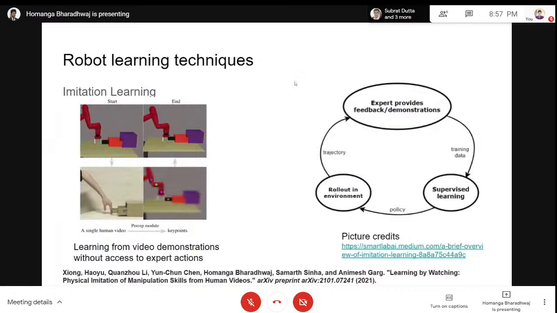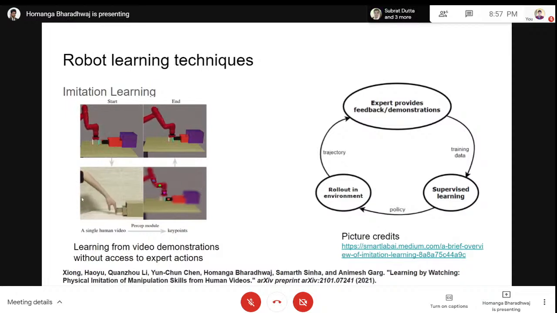So the second technique I wanted to talk about briefly is called imitation learning. So we saw reinforcement learning, where the agent does trial and error learning. It executes an action, it sees the reward, and then it learns a policy that maximizes the reward. But we can also have imitation learning, where we have some sort of expert demonstration.